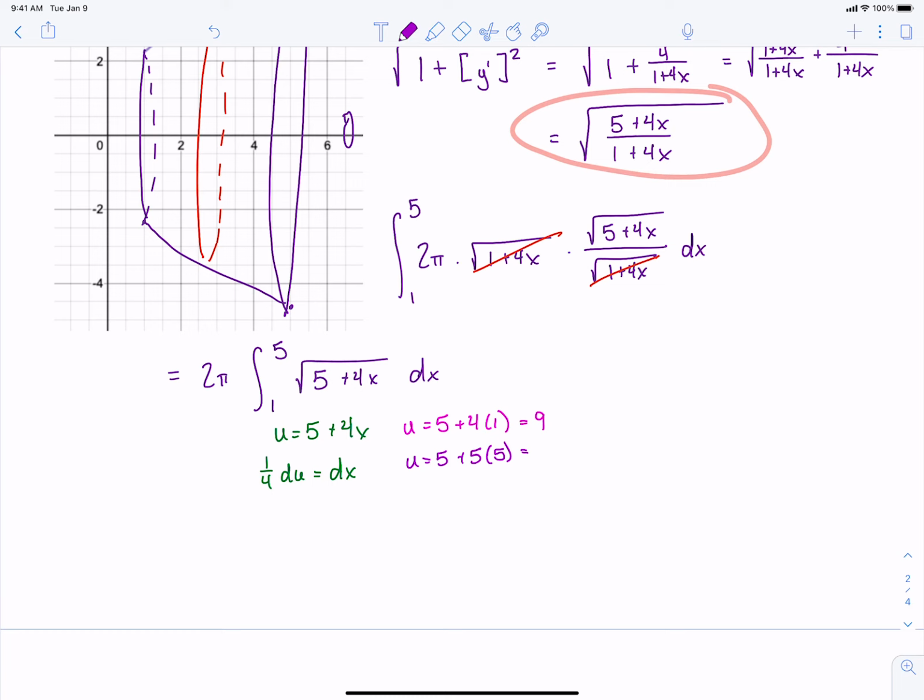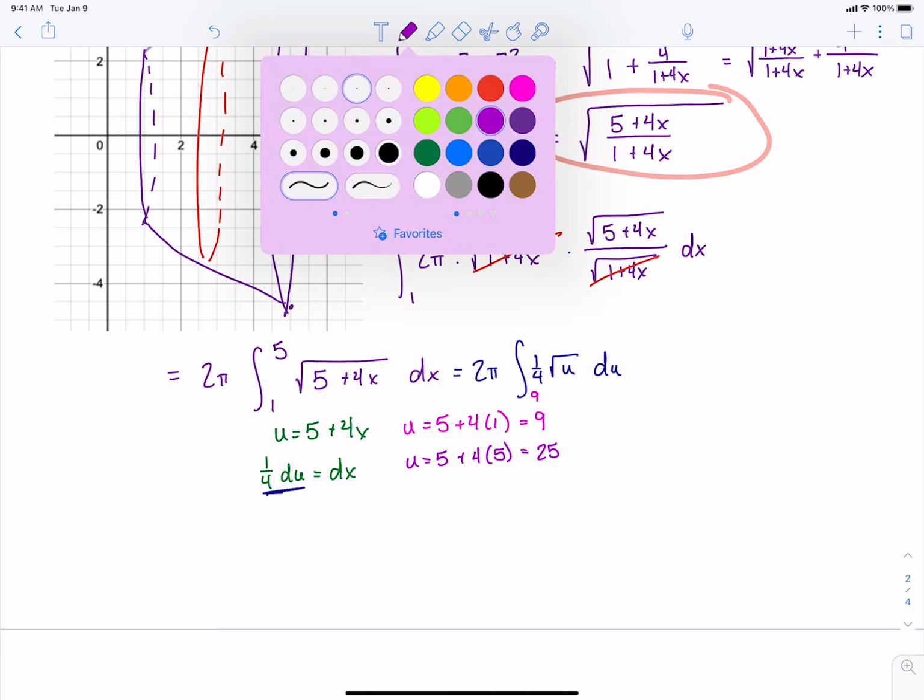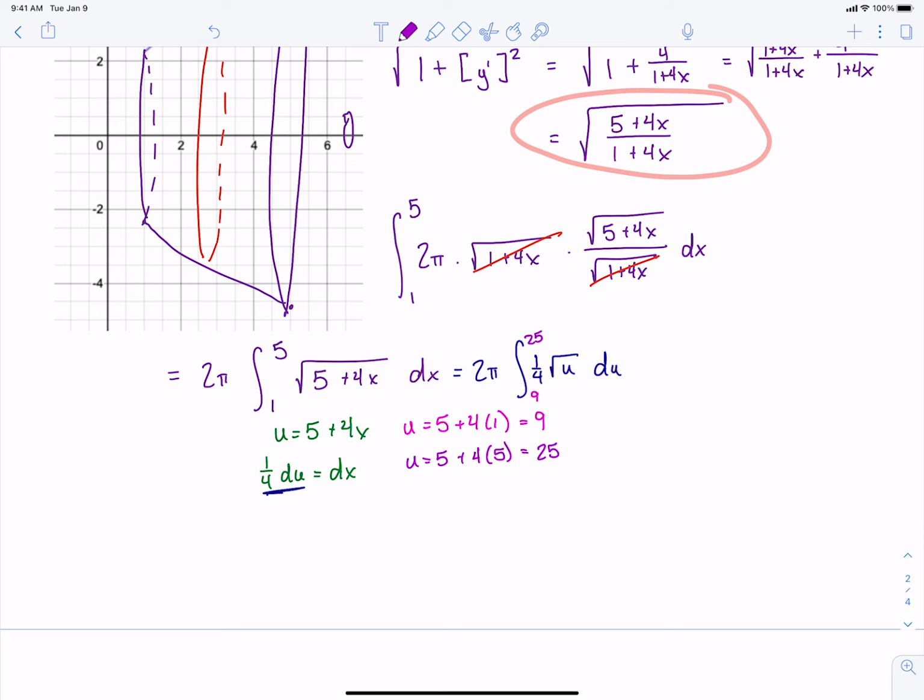Okay, sorry, I was trying to figure out why this wasn't going to work, and then I realized that was supposed to be a 4. There we go. That's 25. All right, so after we do all our substitution, we get 2 pi, and we'll have the square root of u there in du. Oh, we need to get our 1/4 in there, our 1/4 du. That's replacing our dx. And our new limits of integration, 9 to 25.